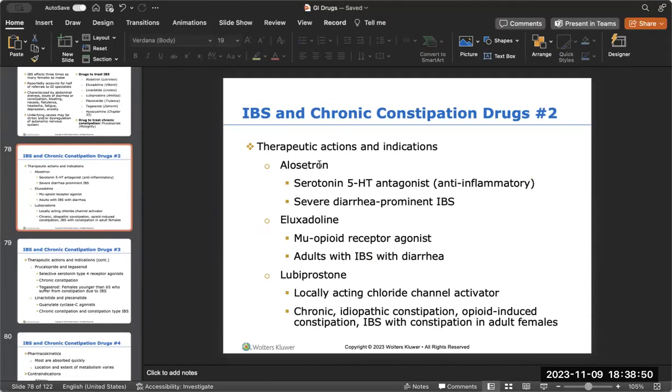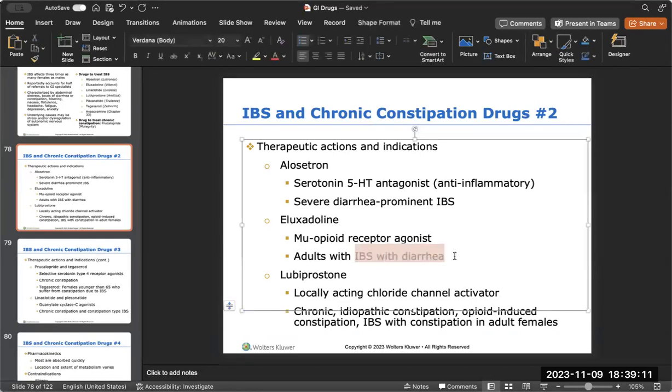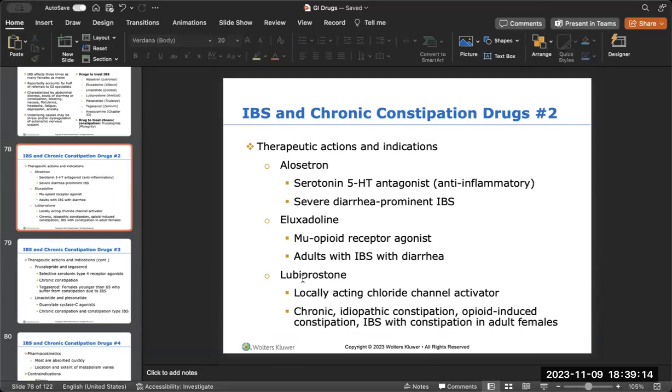So alosetron, they are anti-inflammatory by blocking some of those serotonin histamine receptors, and they prevent severe diarrhea in IBS. We have eluxadoline, which is an opioid receptor agonist. So remember, it works on some of those opioid-like things, and it helps patients with IBS with diarrhea. We also have lubiprostone, which is a locally acting chloride channel activator, which is just a fancy way of saying it works in these chloride channels, and that helps with alleviating constipation or chronic constipation associated with anything, IBS, opioids, and things like that.